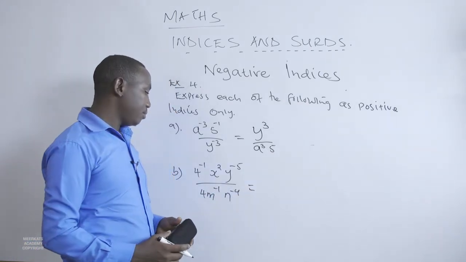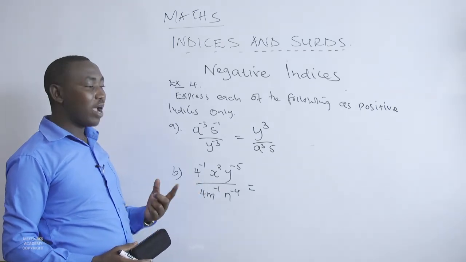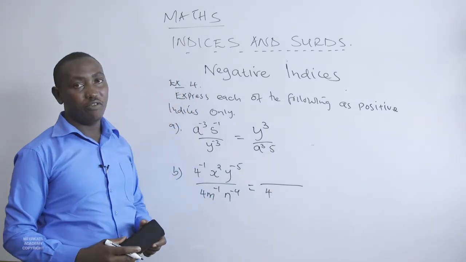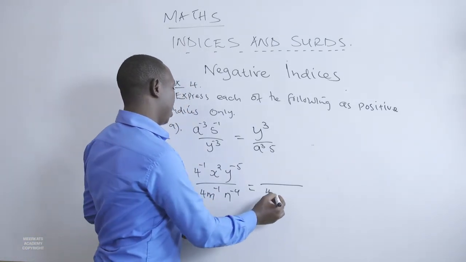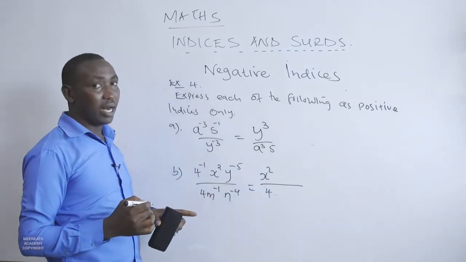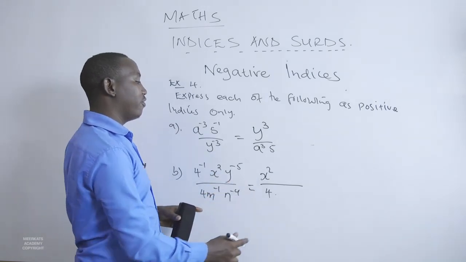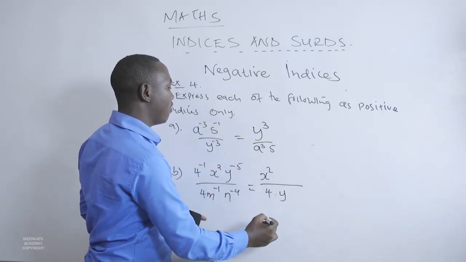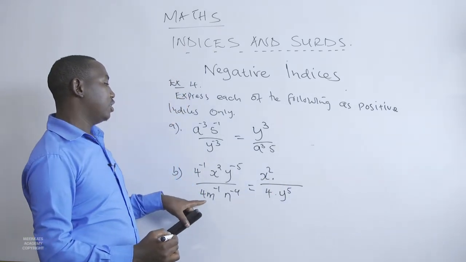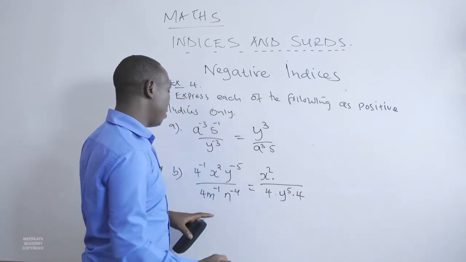Number B, we have 4 raised to the power of -1. So when we find its reciprocal, that will be 4 raised to the power of positive 1, multiplied by x squared, which will remain x squared because it's a positive index. Y raised to negative 5 will be 1 over y raised to positive 5. Then this 4 in the denominator will remain, so we still have 4.